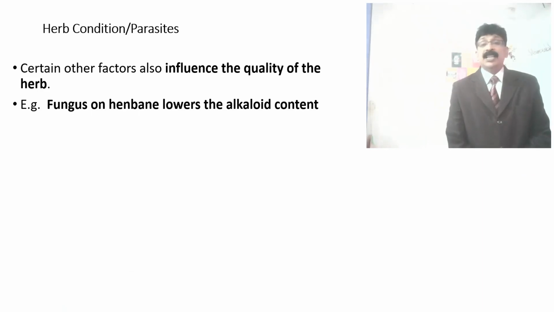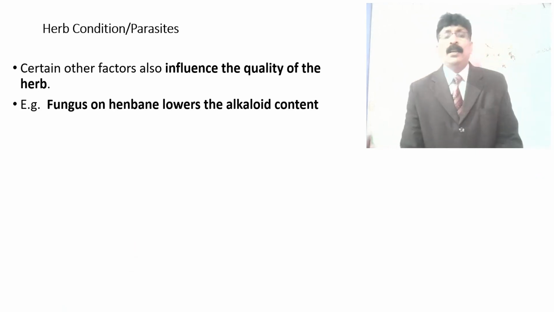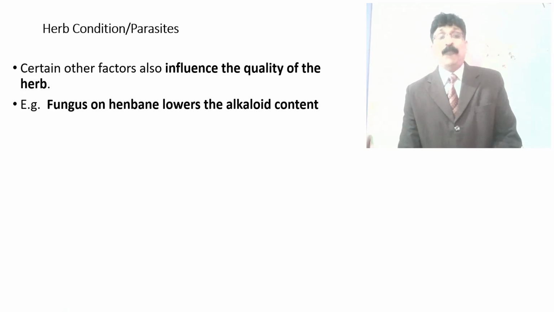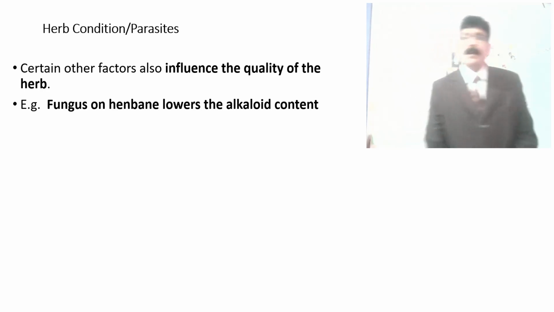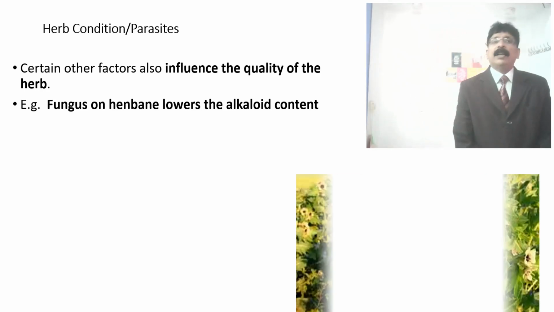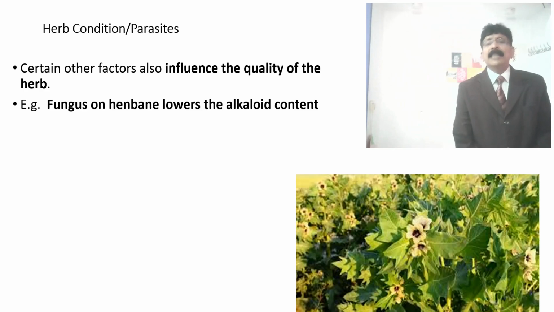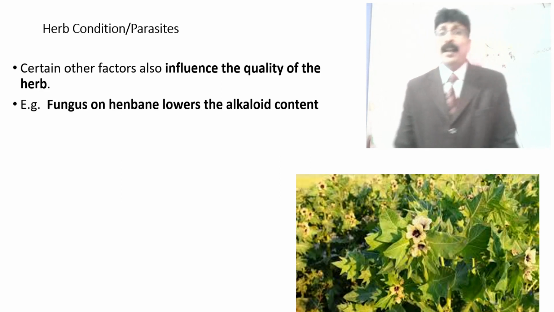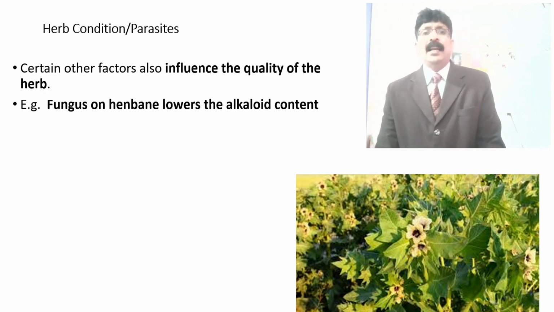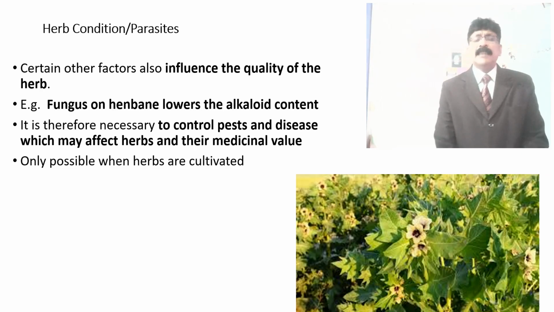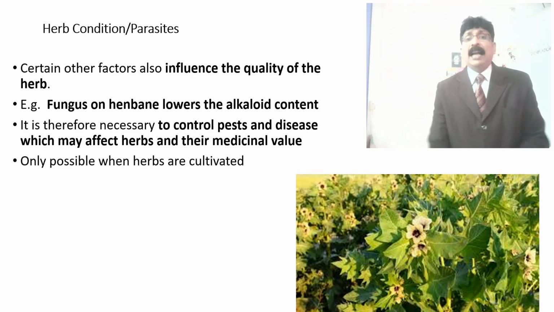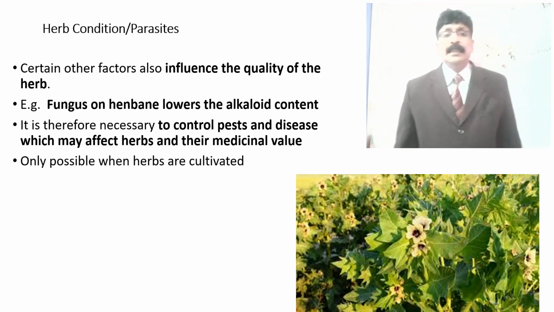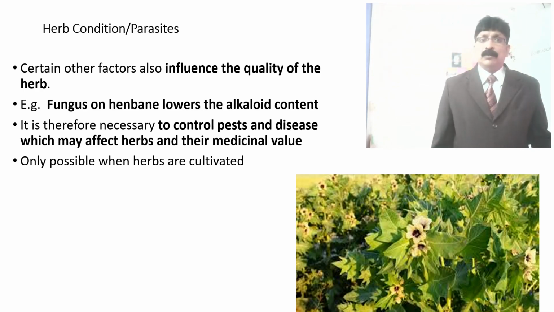Herb condition and parasites: certain other factors also influence the quality of herb. For example, fungus on henbane lowers the alkaloid content. If henbane is attacked by a fungus, the content of the tropane alkaloids present in henbane will be less. It is therefore necessary to control pests and diseases which may affect herbs and their medicinal value. This is only possible when the herbs are cultivated.